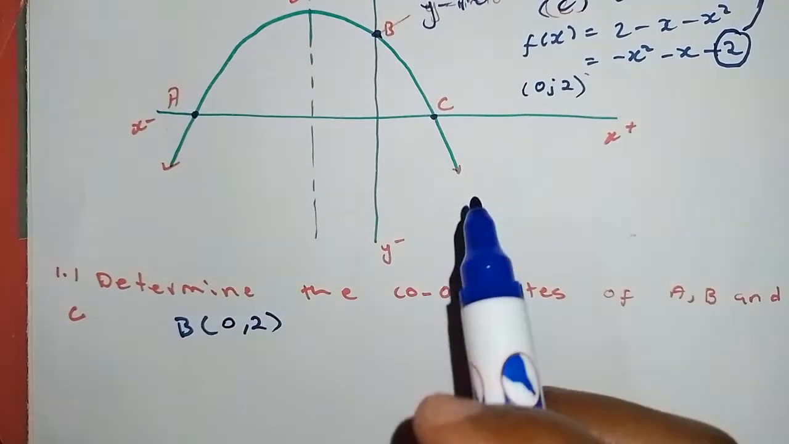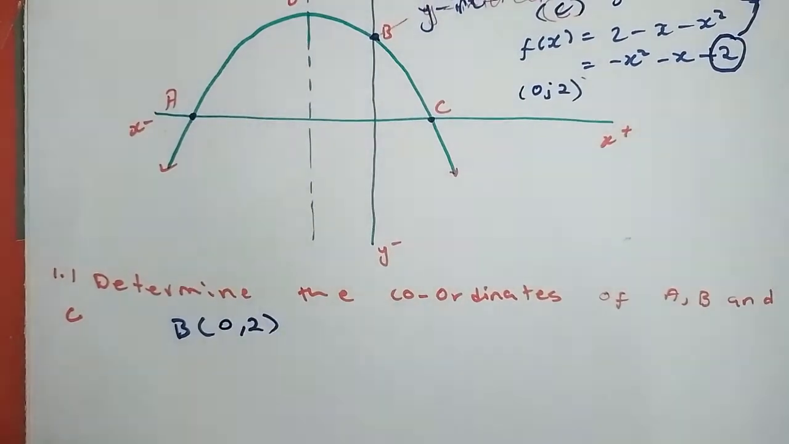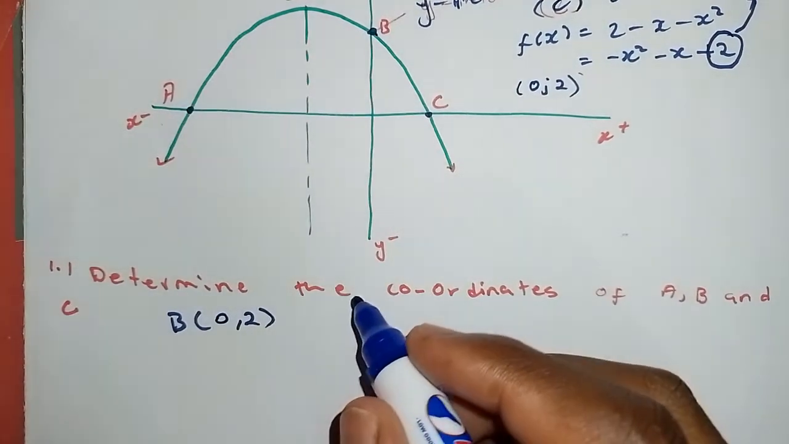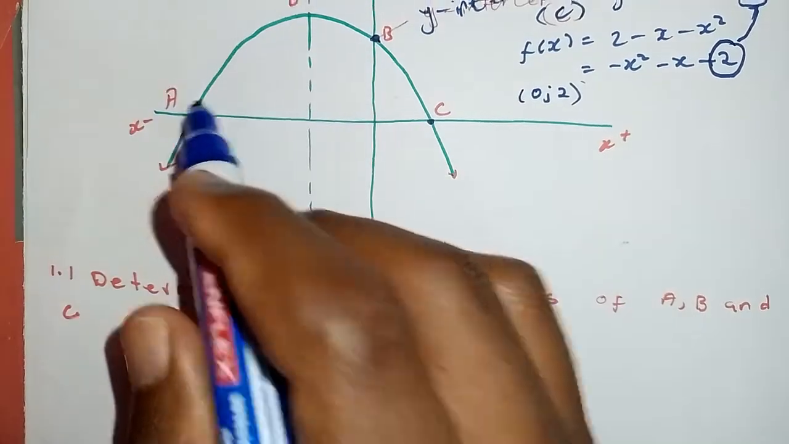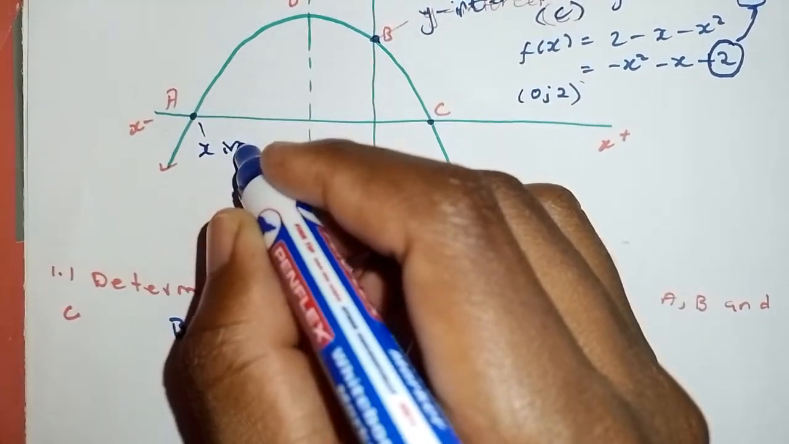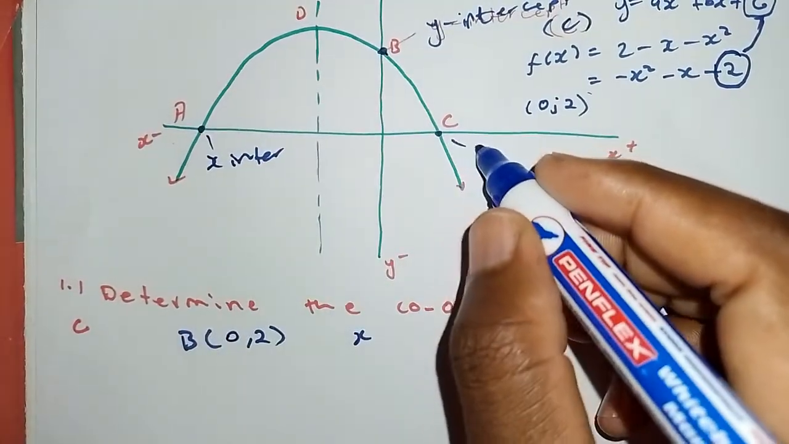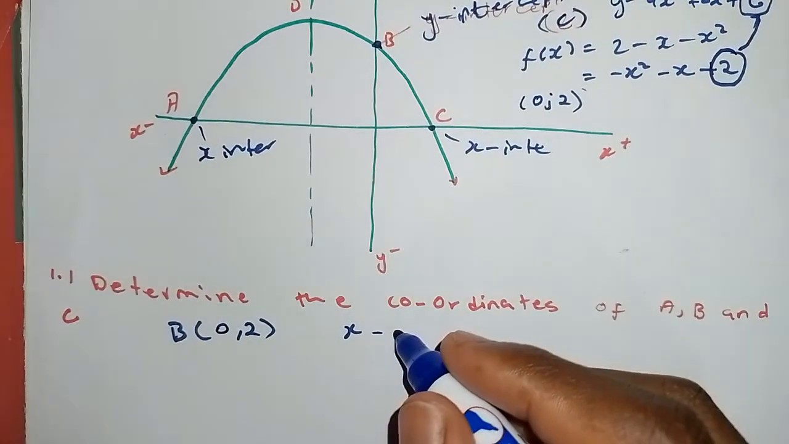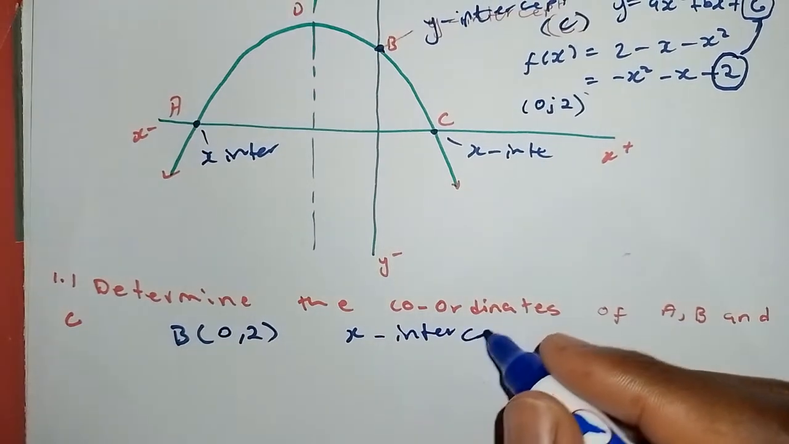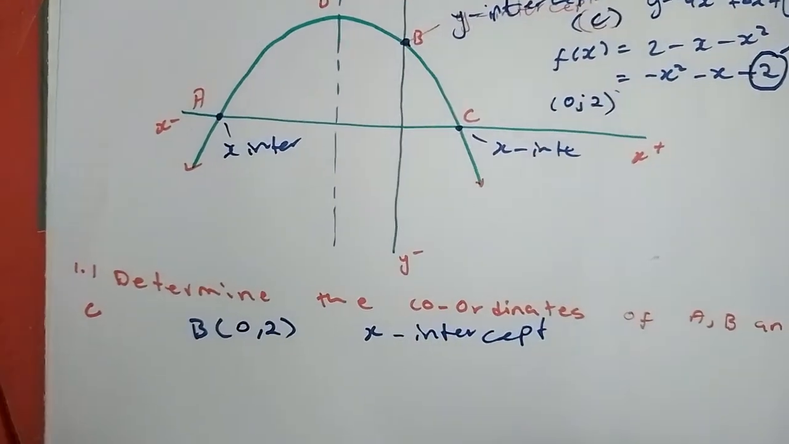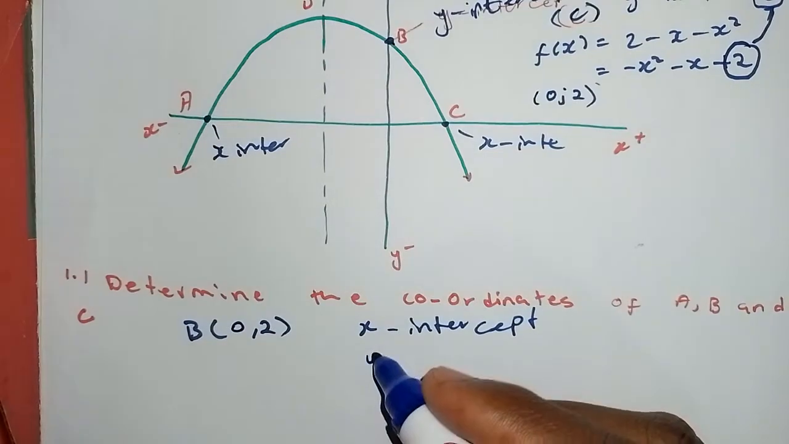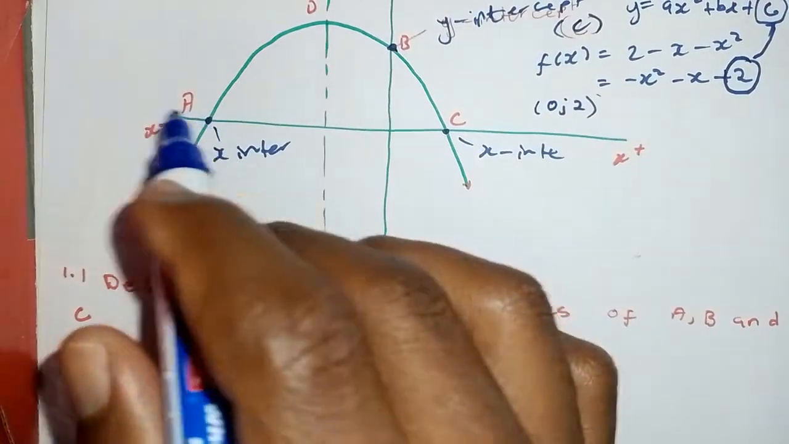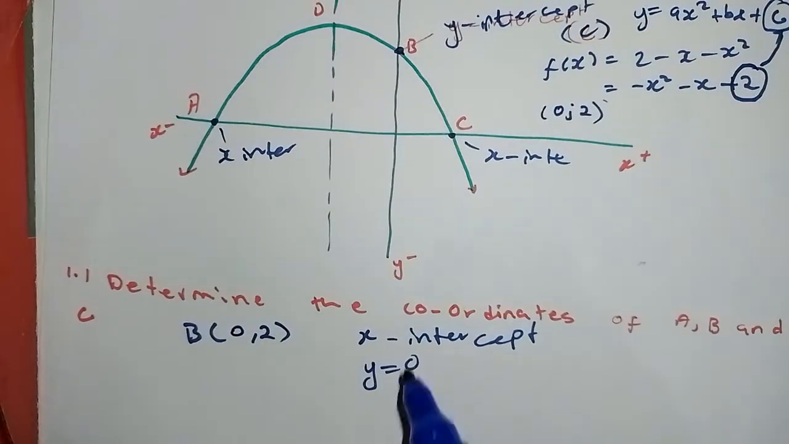They say the coordinates of A, B, and C. How can you calculate the coordinates of A? We know that these are the x-intercepts. This is an x-intercept, and this is also an x-intercept. Remember, when you talk about the x-intercept, that automatically tells you the value of y is 0 here, because it touches the x-axis. The value of y is 0.